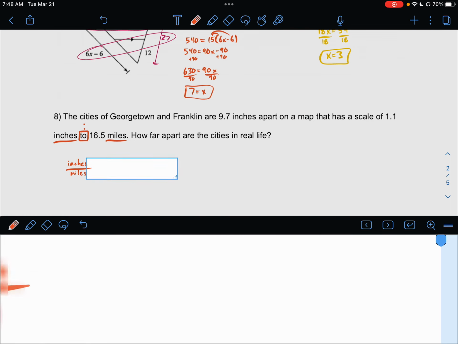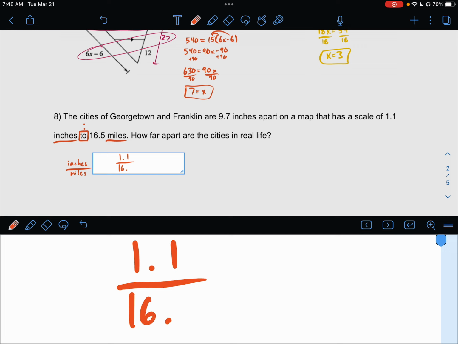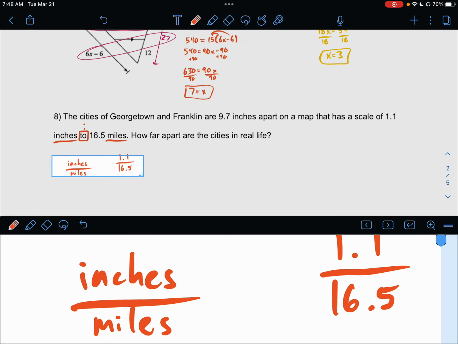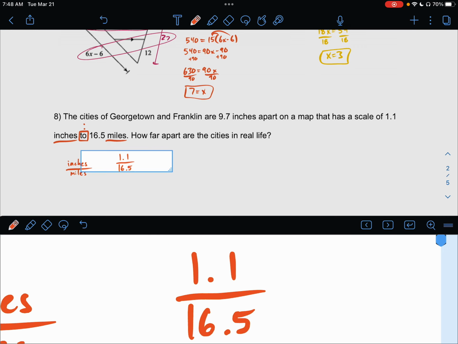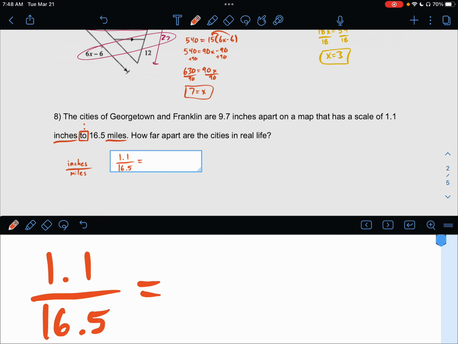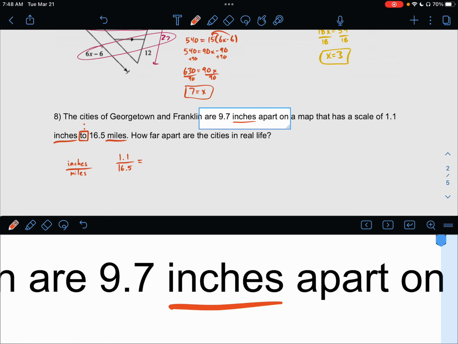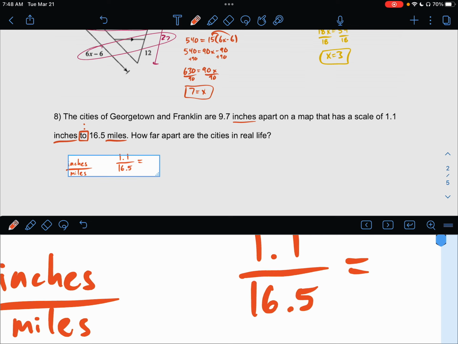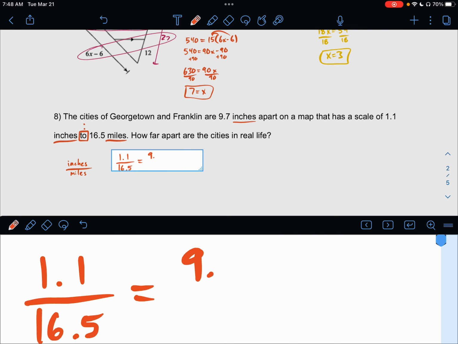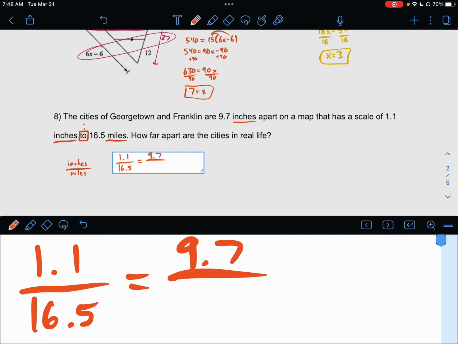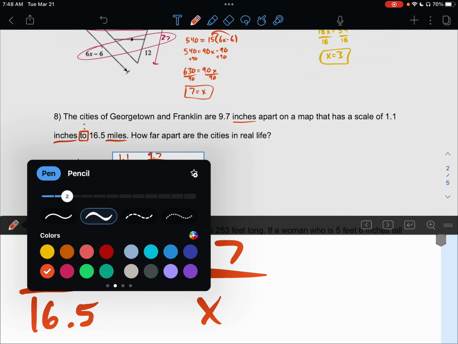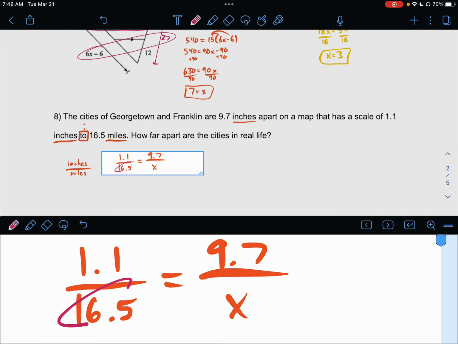So it's 1.1 inches to 16.5 miles. So inches to miles, 1.1 to 16.5. And then I have this 9.7, that's the number of inches. So inches are going in the top here, so I'm putting 9.7 in the top. And then I want to know how far apart are they in real life. So that's going to be a number of miles, so I'm putting that in the bottom. That'll be my x. From here, we just cross multiply and solve.